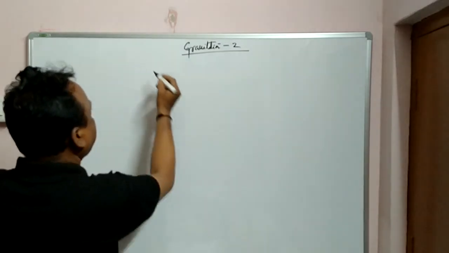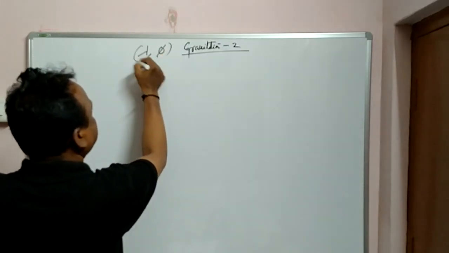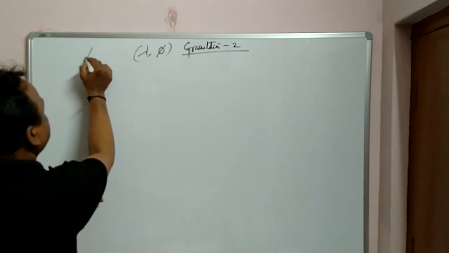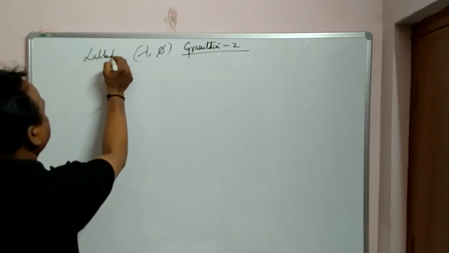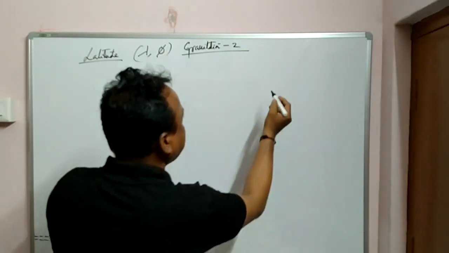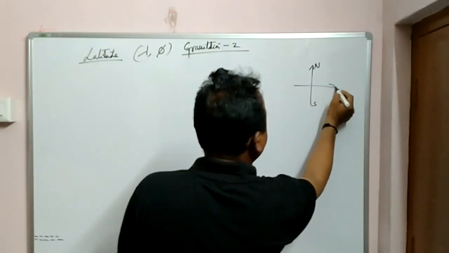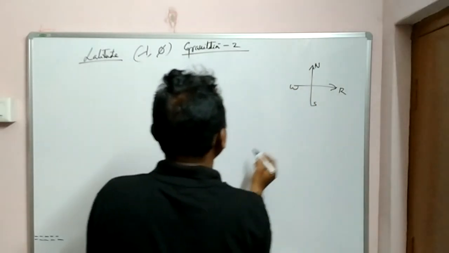Latitude, in some books they give it as lambda or phi. So due to latitude, what happens to the value of g? As we know, these are the directions north, south and east, west.